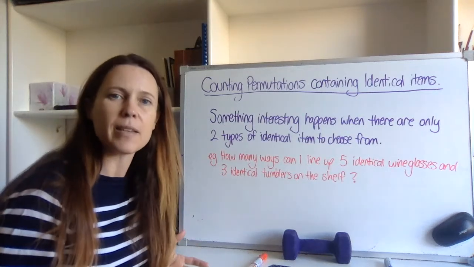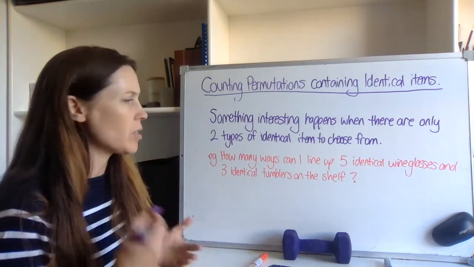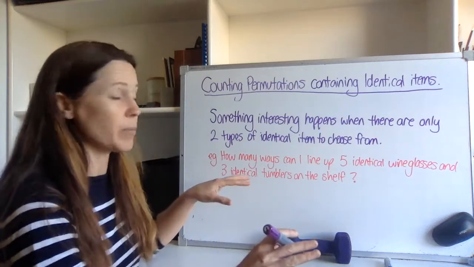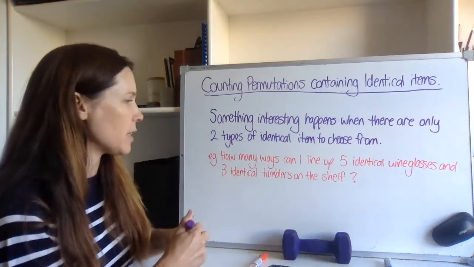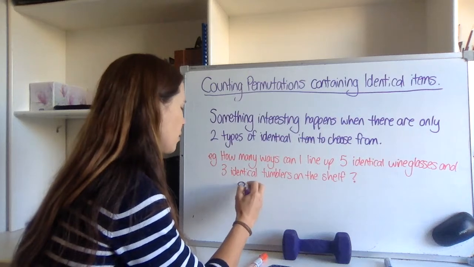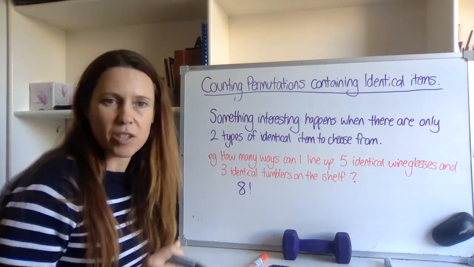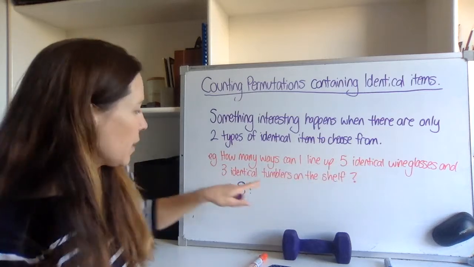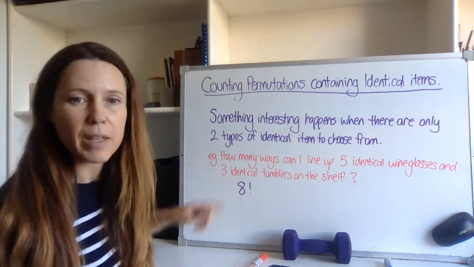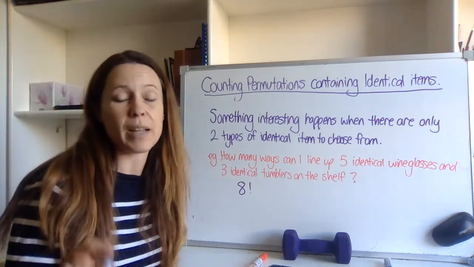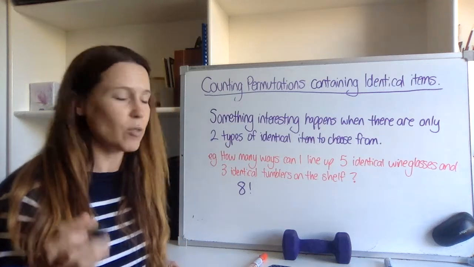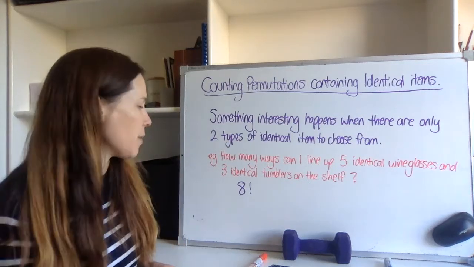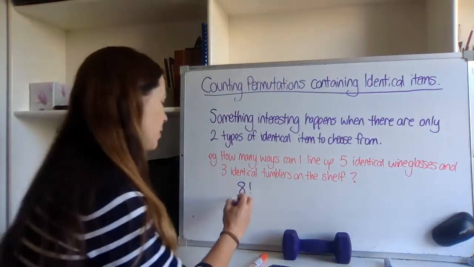Well, how many glasses are there altogether? 8. So if I was just considering them all as being different and not identical, I'd say that there's 8 factorial ways that I can line up each individual glass. But if I can't tell one wine glass from another, and I can't tell one tumbler from another, then there's a lot of these arrangements that actually look exactly the same, and for all intents and purposes are the same. So we need to divide by those.